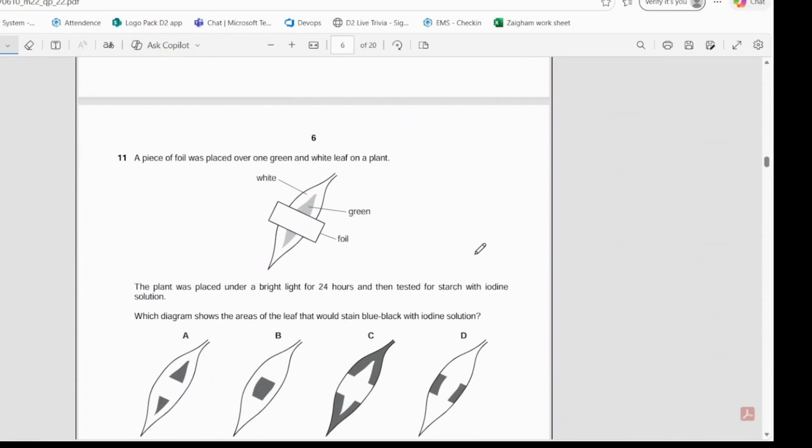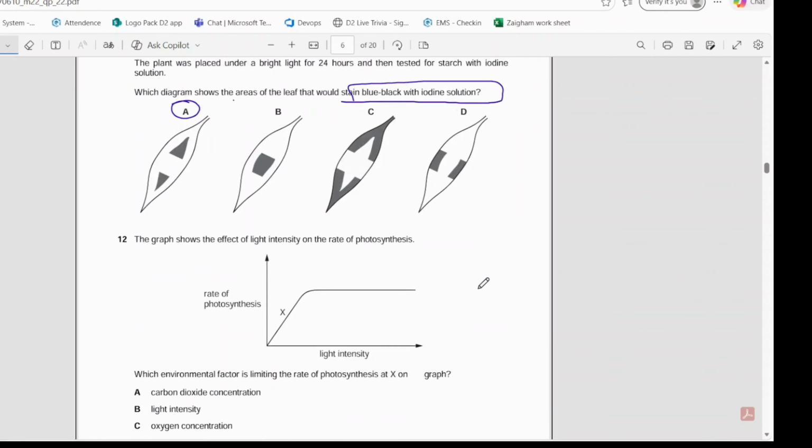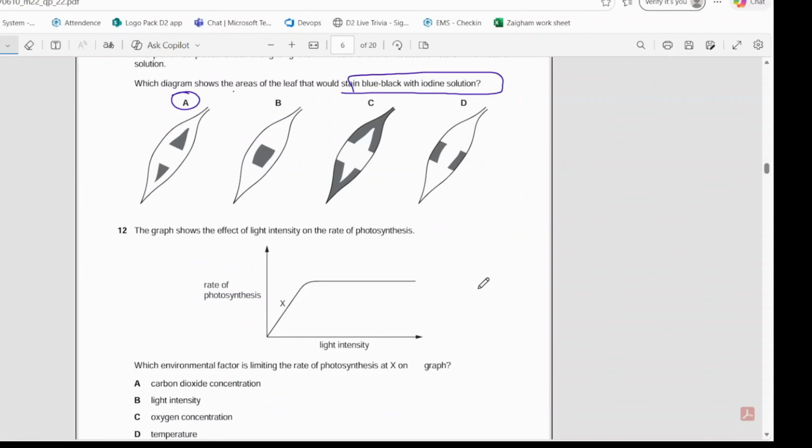Next one. There is a white part and there is a green part, and this is covered with foil. It means this area is not receiving any light. Then it is stained with iodine. So, which areas become blue black? White areas are not going to become blue black at all. No, the green area. So it would be A, since this also won't become blue black. It's not receiving light, so there won't be production of starch.